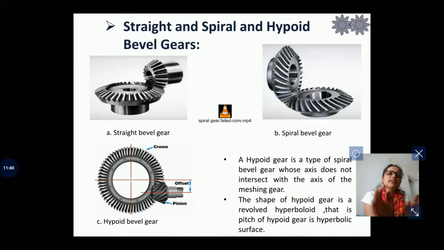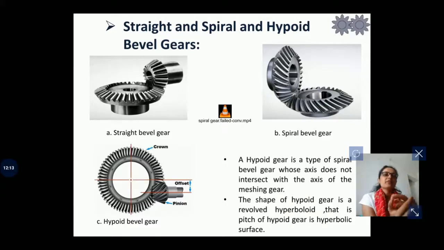Straight bevel gear is just similar to a spur gear. The only change is the shape. We know that the surface of a spur gear is cylindrical, and in case of bevel gear, the surface is in conical shape. The teeth are parallel to the surface of the gear. In figure A you can see the teeth are parallel to the surface of the gear, and in that case the axes are intersecting with each other.